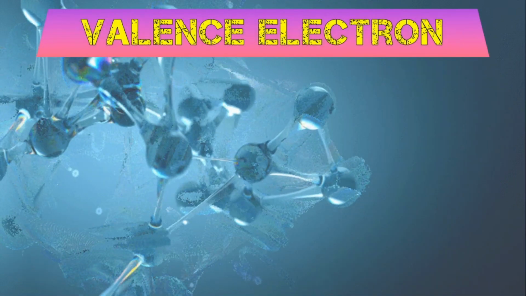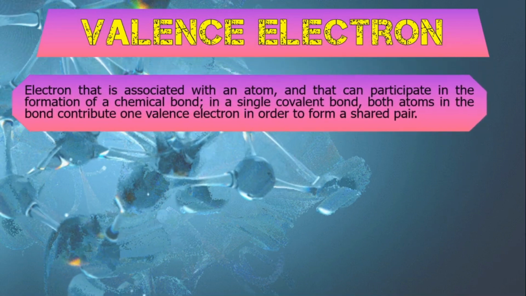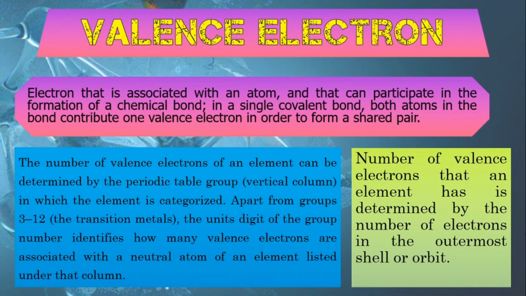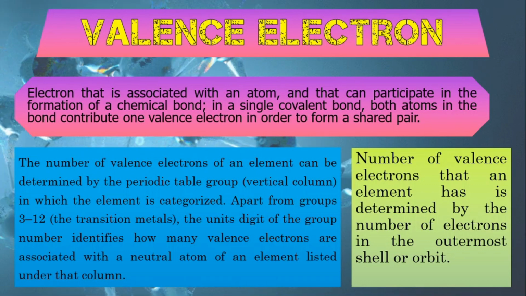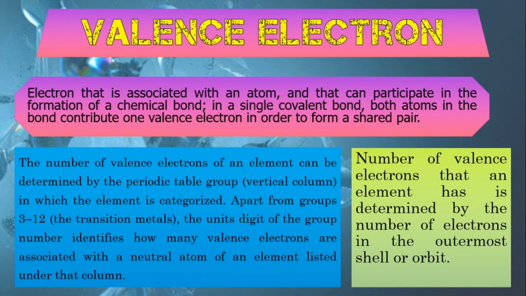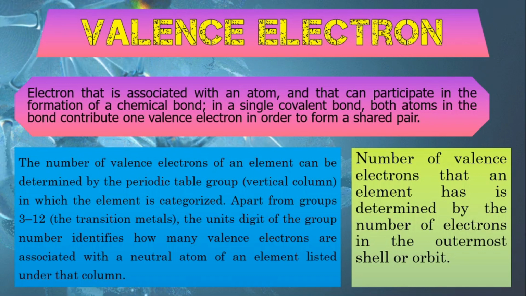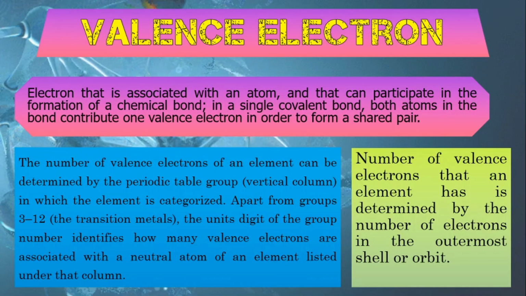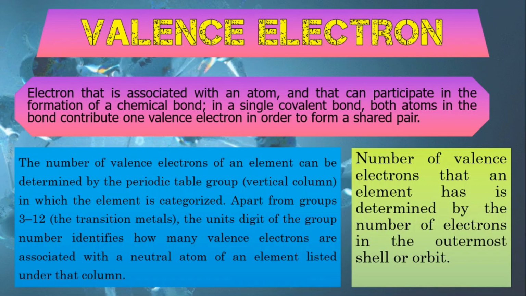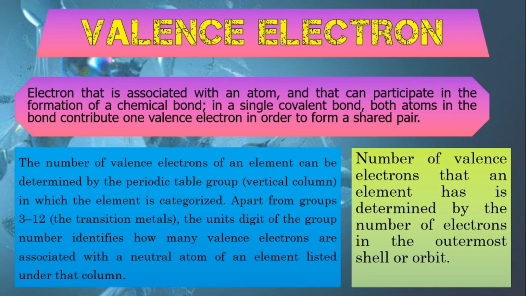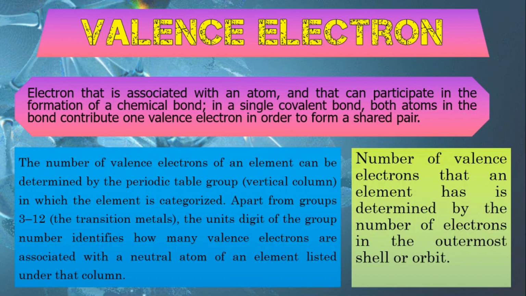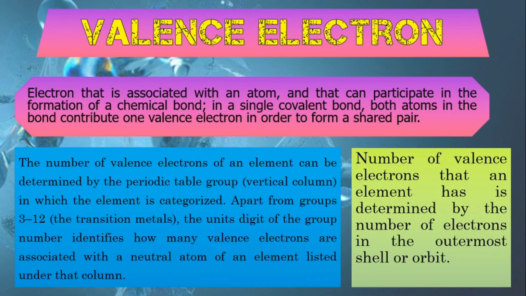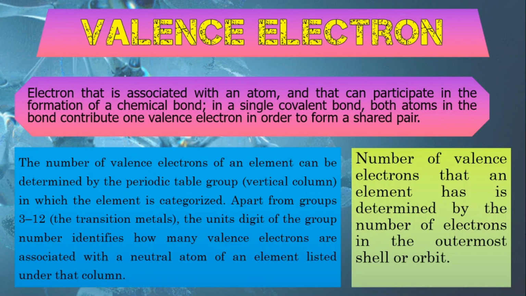So what is a valence electron? A valence electron is an electron that is associated with an atom and can participate in the formation of a chemical bond. In a single covalent bond, both atoms in the bond contribute one valence electron in order to form the shared pair. The number of valence electrons of an element can be determined by the periodic table group, or the vertical column in which the element is categorized.